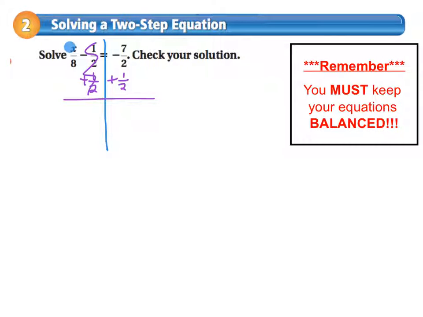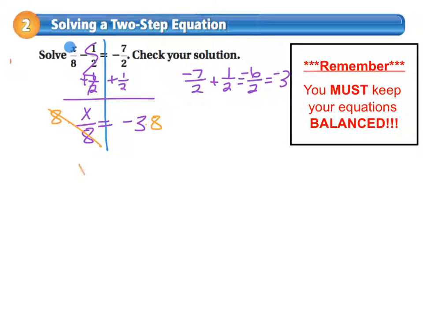These are going to cancel. So x over 8 equals negative 7/2 plus 1/2. Well, negative 7 plus 1 is negative 6 over 2. And negative 6 divided by 2 is negative 3. So it really just equals negative 3. Now I'm back to one step. To solve, I have to multiply to undo that dividing. Those cancel, and I get x equals negative 24.